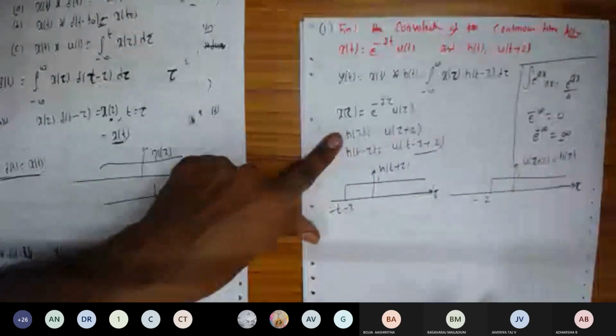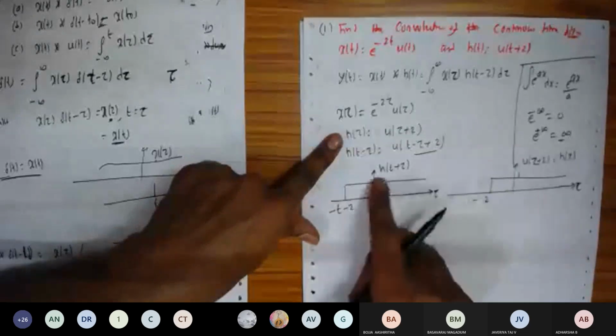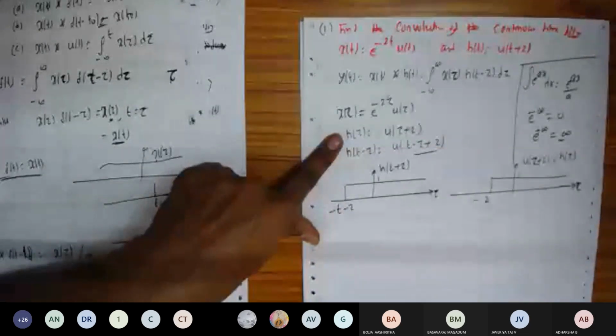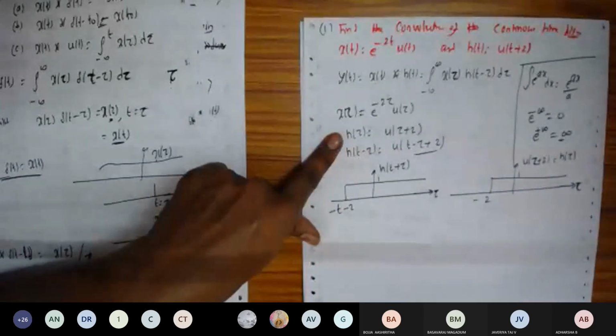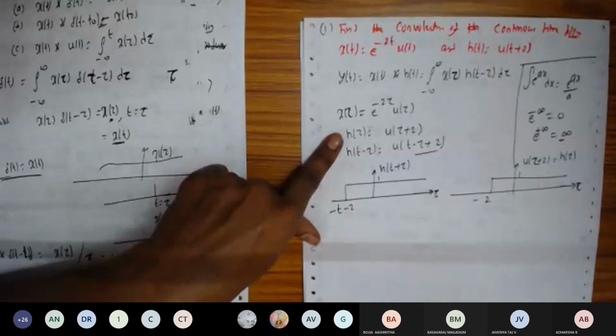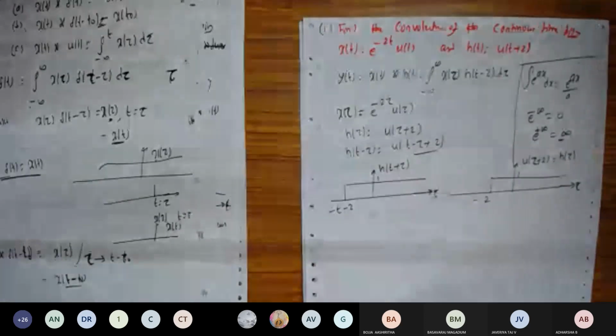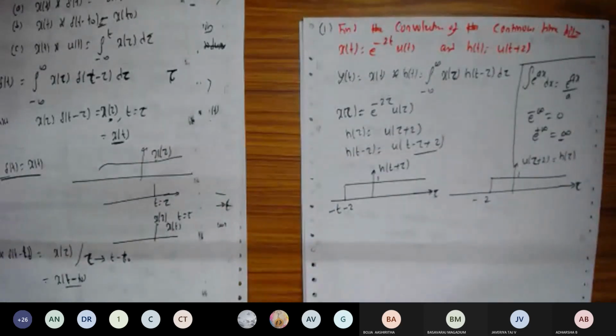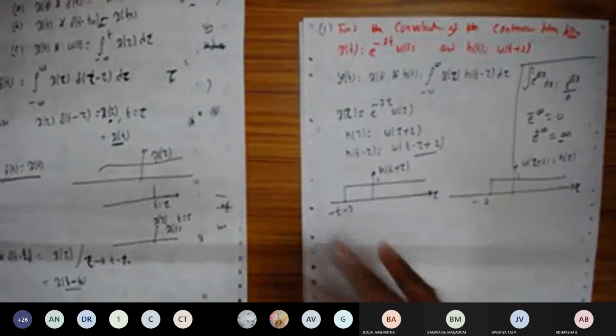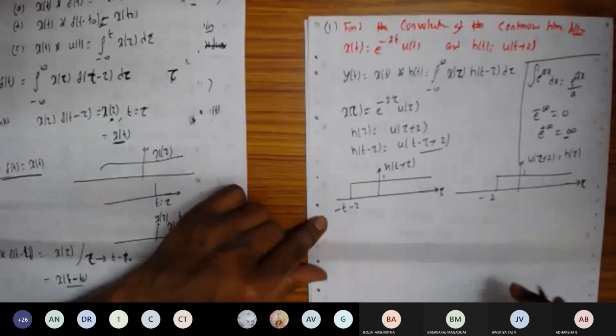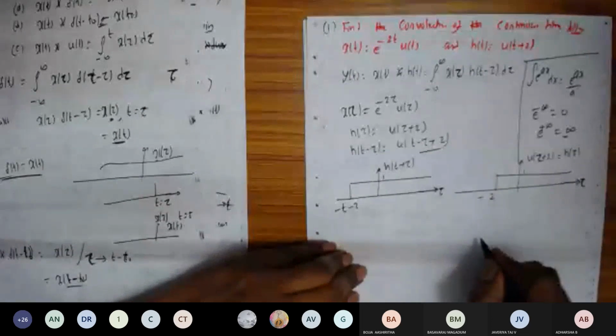It is having the amplitude 1. So -2 is there. For the -2, I'm going to add the minus t. This has become h of minus t minus 2 here. Now we are going to perform the reflection in order to get the signal. If you take the reflection, the signal will become h of t minus 2.